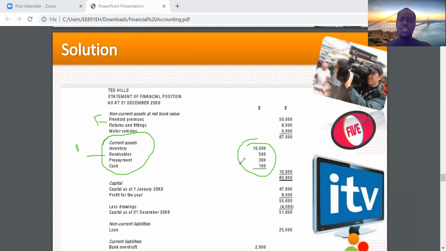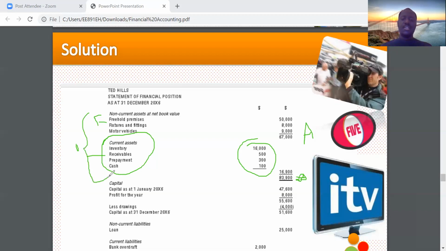If you add all these current assets, you get 16,900. Now you need to add the non-current assets to the current assets to get the total assets, which here is 83,900. So these are your assets. Everything you see here are your assets.